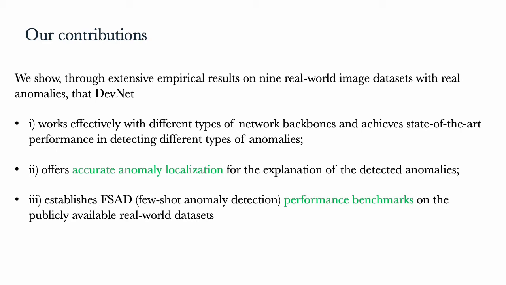Our extensive experiments demonstrate that the proposed deviation network works quite well with different types of network backbones, which shows the flexibility of the network. The model also achieves state-of-the-art performance in terms of detecting different types of anomalies, for example, texture and object anomalies in image or video data, and it significantly outperforms the compared methods by a large margin in terms of sample efficiency, robustness to anomaly contamination, and also in terms of the generalization capability to unseen anomalies. And the network also offers accurate anomaly localization for explanation of the detected anomalies.